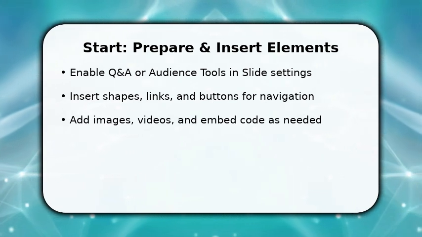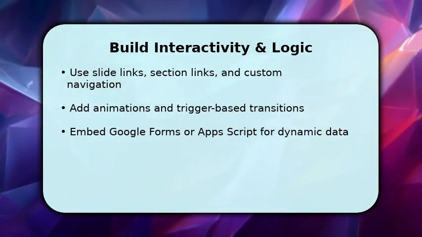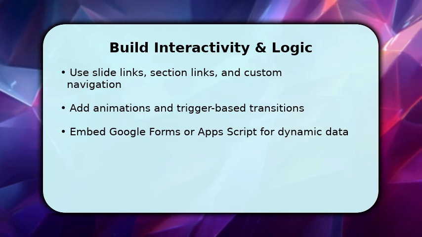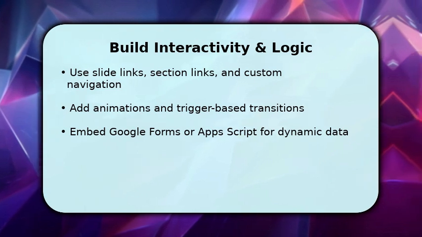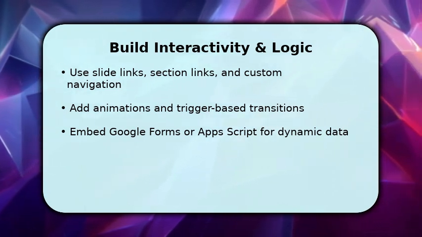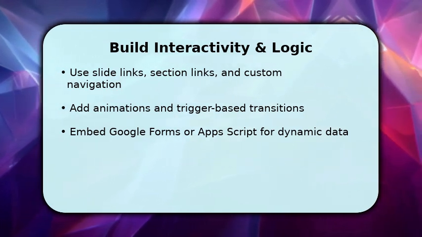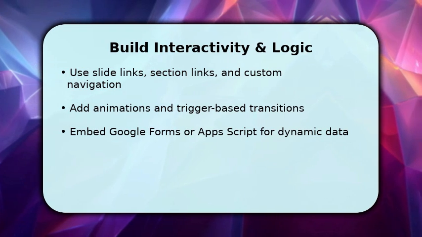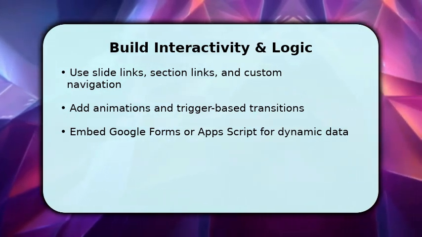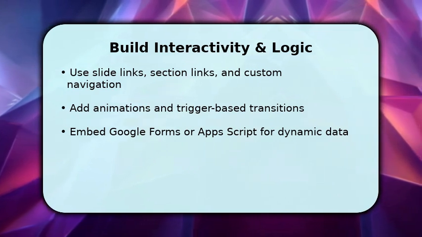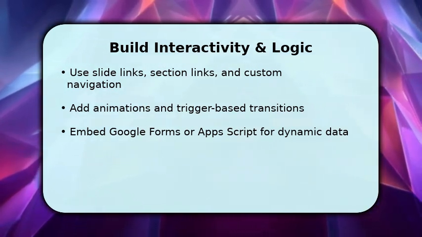Next, you layer behavior. Link shapes to specific slides, sections, or external URLs so the presentation behaves like an app. Use entrance and exit animations sparingly, and set transition triggers to control flow. This creates the illusion of interdependent screens. If you need data capture or conditional responses, embed a Google form or add a small app script to update content dynamically. Make sure to test each link and trigger in present mode as you go, because timing and order matter.